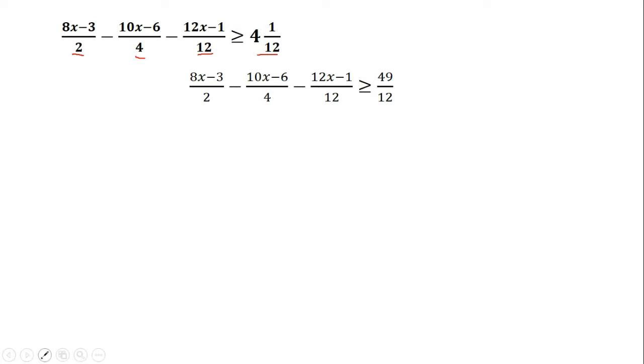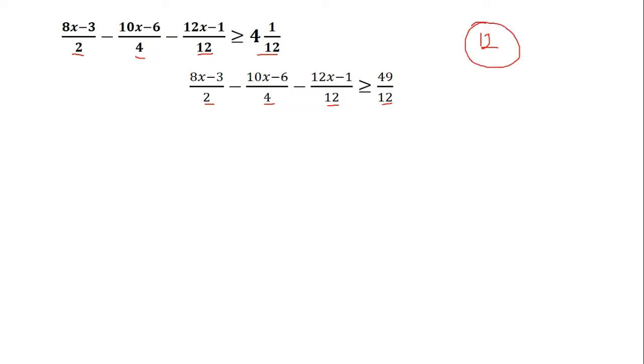Now after you are done with this, the next step is to find the LCM of the denominators. The denominators in this case are 2, 4, 12 and 12. If you find the LCM of 2, 4 and 12, you are going to get 12. So the LCM of these numbers is 12.